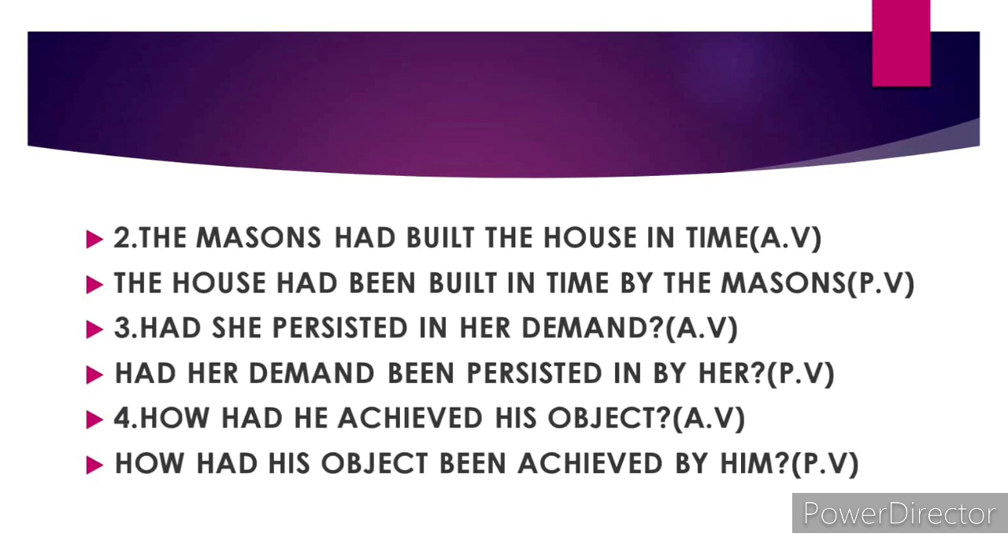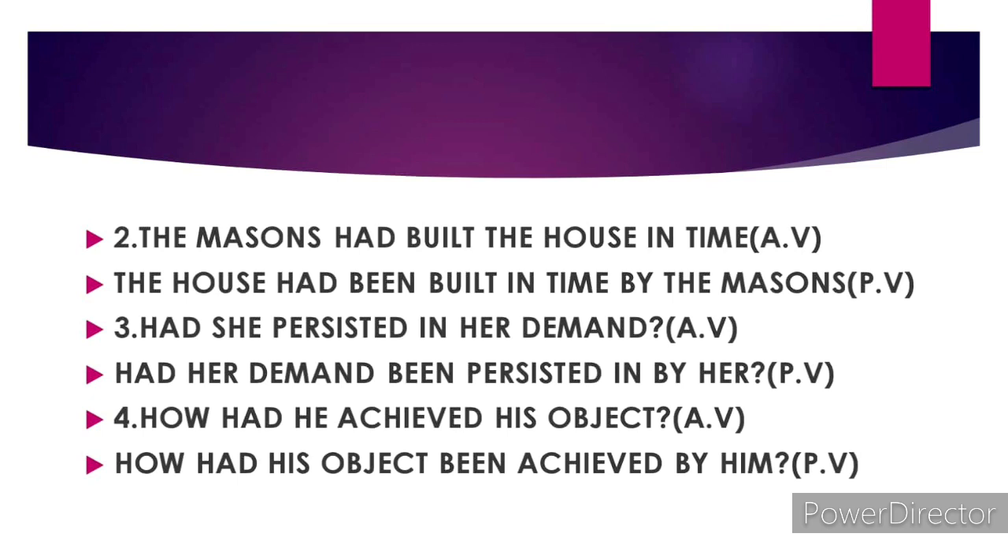Had she persisted in her demand, it's an active voice. Here it's an interrogative question mark. Had, there is no change in had, she becomes her. Her demand, here demand is the object will become subject. Her demand being persisted, v3 form, in by is the preposition, she becomes her. Had her demand been persisted in by her is the passive voice.